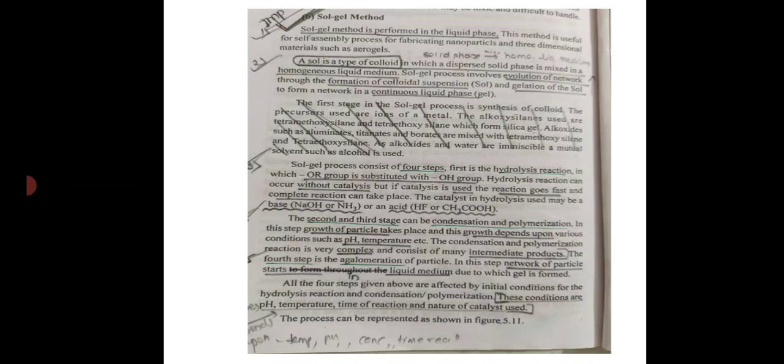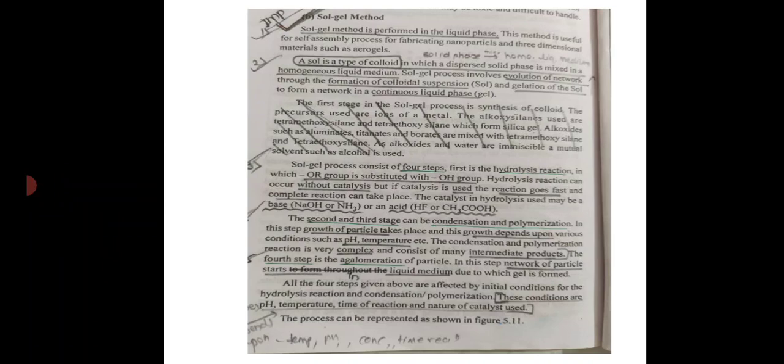The first stage in the sol gel process is synthesis of the colloid. The precursors used are ions of metal, the alkoxides. The alkoxides used are tetramethoxysilane and tetraethoxysilane, which form silica gel. Alkoxides such as aluminium titrates and borates are mixed with the tetramethoxysilane and tetraethoxysilane. As alkoxides and water are immiscible, mutual solvents such as alcohol are used.